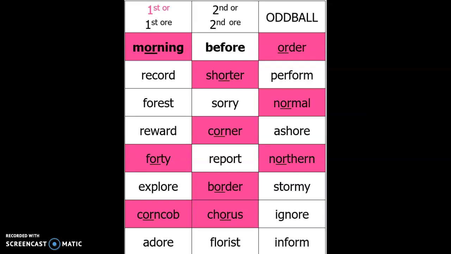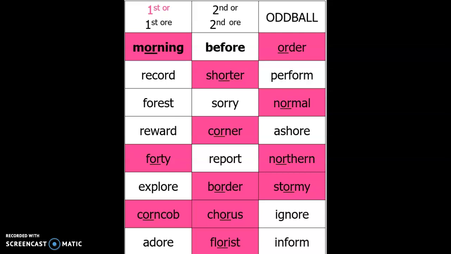The next word we have is florist. A florist. O-R in the first syllable. Florist. The last word I'm going to look for is the word stormy. Stormy. It looks stormy outside today. Stormy. First syllable, O-R.